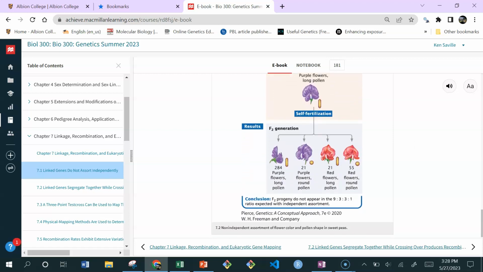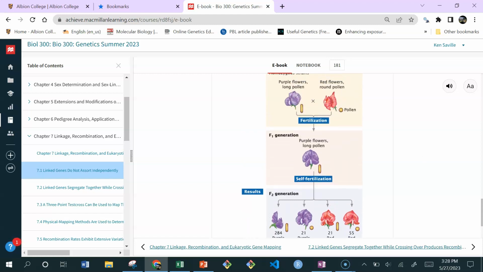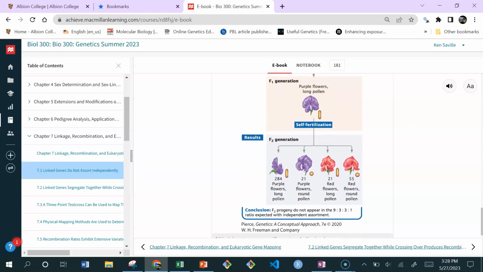And then in the next generation, we get all the different combinations. Our parents were purple and long together and red and round together. And now we've got purple and long together. That's what we started with. Red and round, that's what we started with. And then we get some other things. These other things are recombinants, but we do not see a 9:3:3:1 ratio.